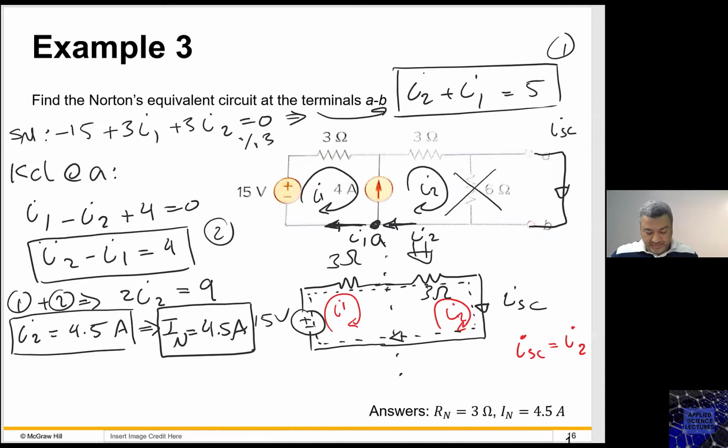So any question? Go ahead. Sir, where is A again for this new super mesh? Okay, so here in the super mesh, we calculated the KCL right here at the node A in order to find the binding equation between my mesh currents and my current 4 ampere, because I1 and I2 are sharing this 4 ampere.